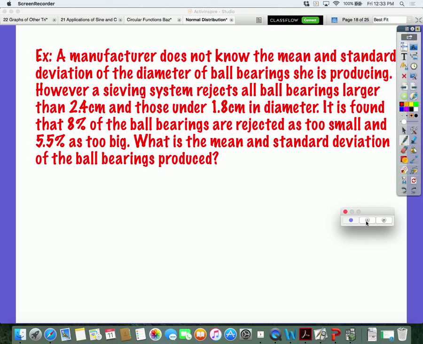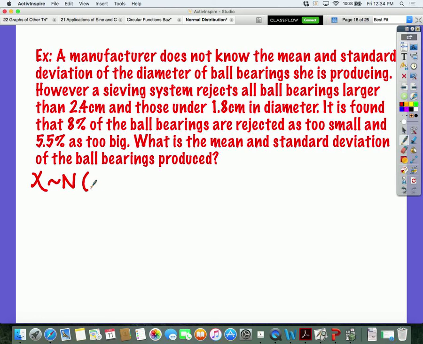So this one's for balls. It is found that 8% of the ball bearings are rejected as too small and 5.5% as too big. What is the mean and standard deviation of the ball bearings produced? Basically, we know that the diameters are a random variable that is normally distributed. The only thing is we don't know our mean or our standard deviation.